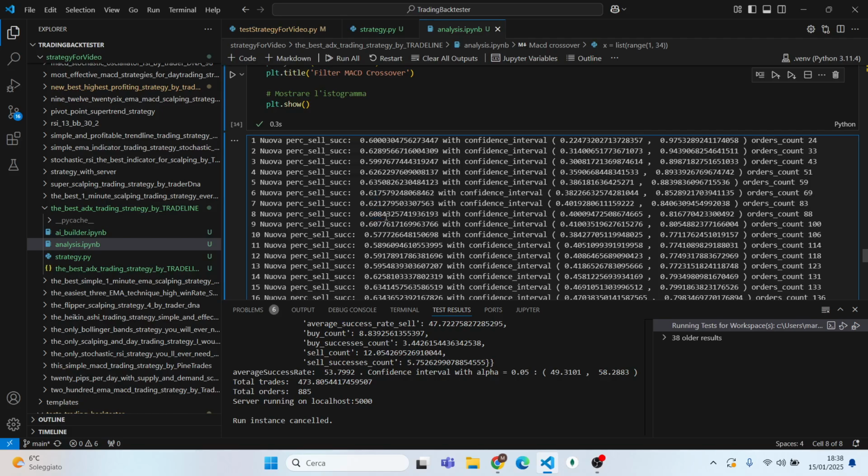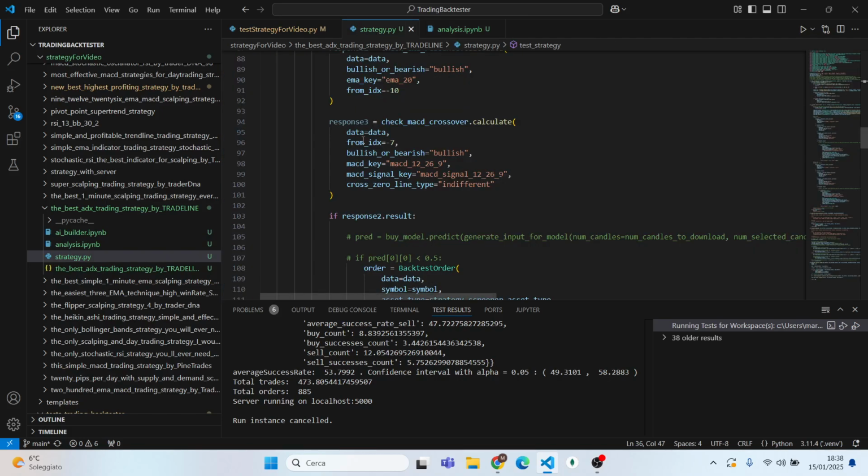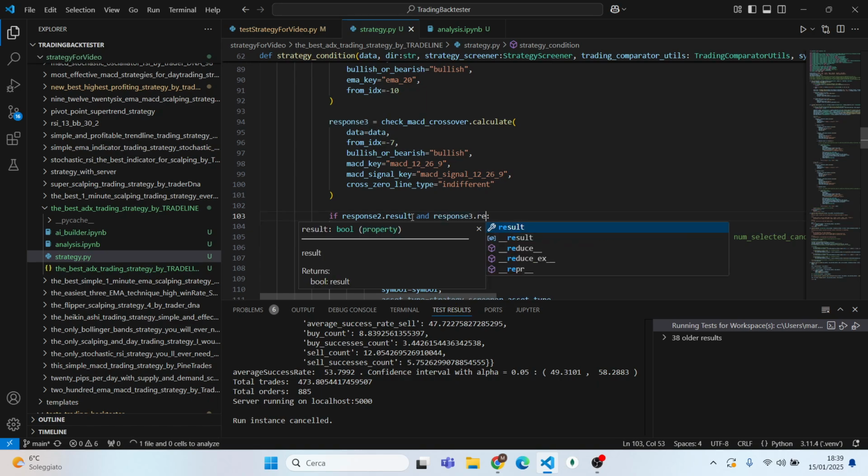These are the average success rate we would have been expected. But now a new position will be opened, so pay attention that a new position will be opened, and the average success rate can be quite different from the one we have seen before. So now it's time to add this check, the MACD crossover check, so let's add it here also.